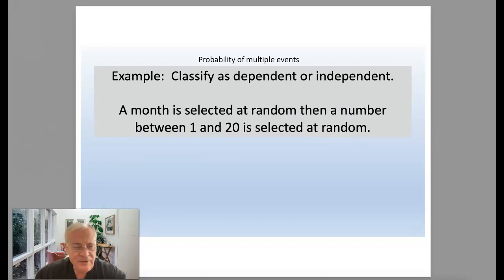All right, you're going to classify some scenarios as dependent or independent. As an example, if I select a month of the year at random, and I select some number between 1 and 20, are those dependent or independent? Does one affect the other? No, guys, those are independent events. Selecting a month and a number, the selection of the month doesn't affect the number at all, not 1 through 20.